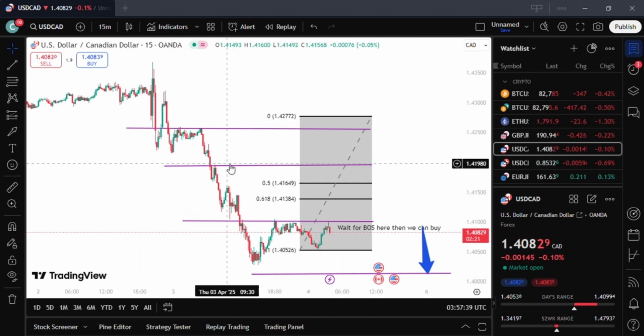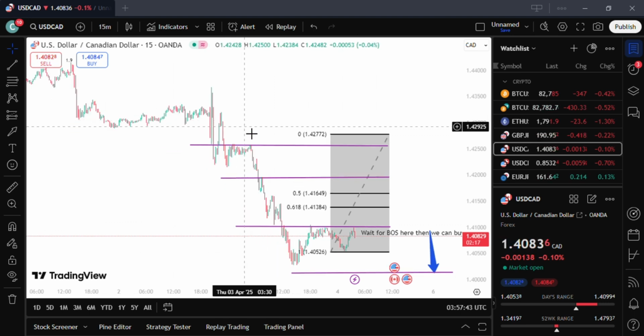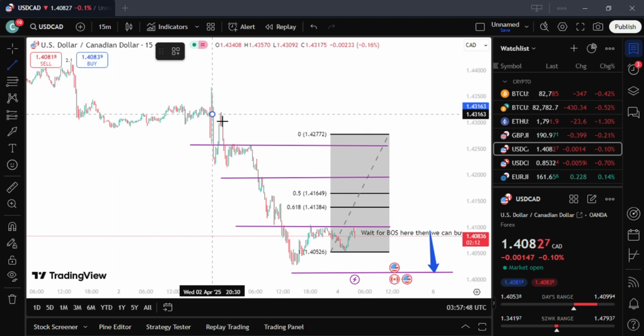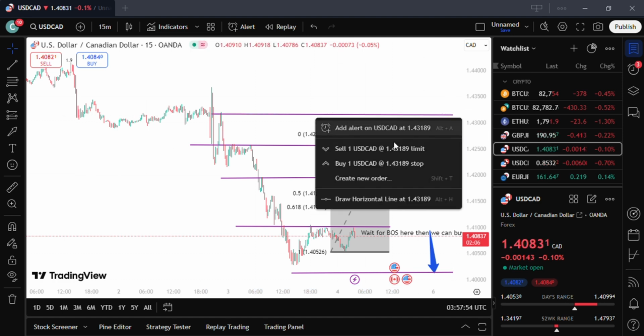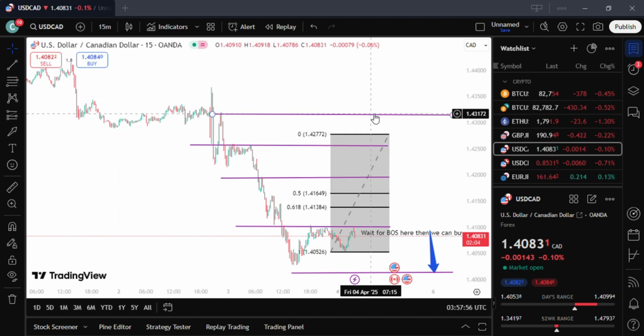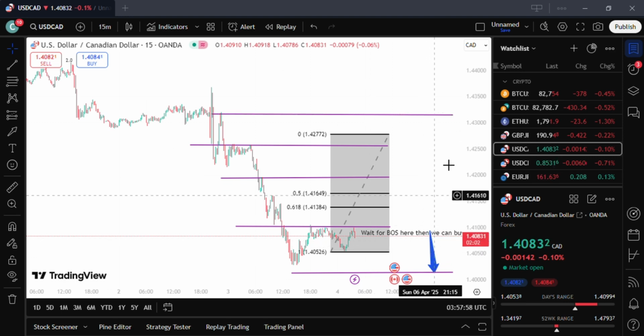I think 1.43. Yes, this level. This is the level. If the NFP news changes the momentum, we could look for a buy from here up to this other upper part. So we are going to look at GJ. Where is GJ? GJ is here.